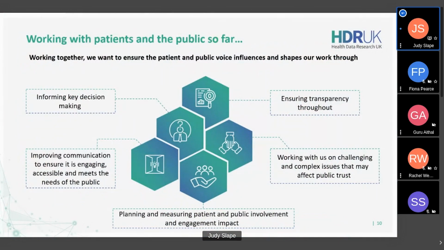So working with patients and the public is a key priority to ensure that their voices shape and influence our work. Working together, we want to ensure that they influence our work through informing key decision-making, improving communication to ensure that it's engaging, accessible, and meets the needs of the public, planning and measuring patient and public involvement and engagement impact, working with us on challenging and complex issues that may affect public trust, and overall ensuring transparency throughout.